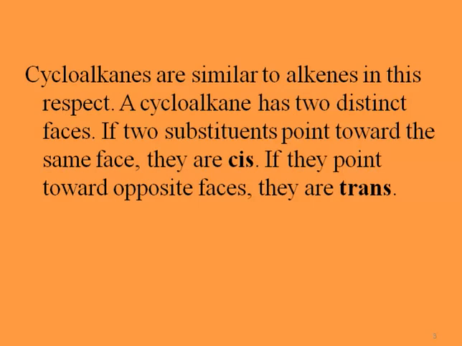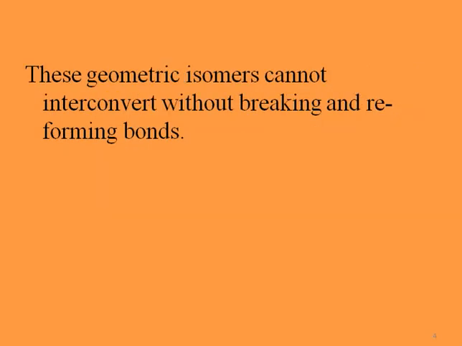Cycloalkanes are similar to alkenes in this respect, and the cycloalkane has two distinct faces. If two substituents point toward the same face, they are cis. If they point toward opposite faces, they are trans. These geometric isomers cannot interconvert. It means that it doesn't change by itself.